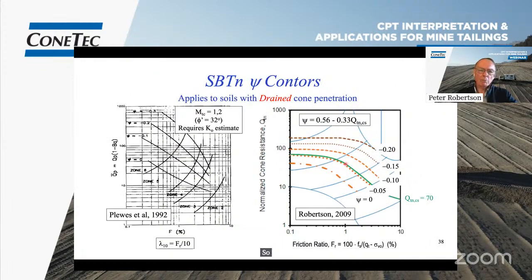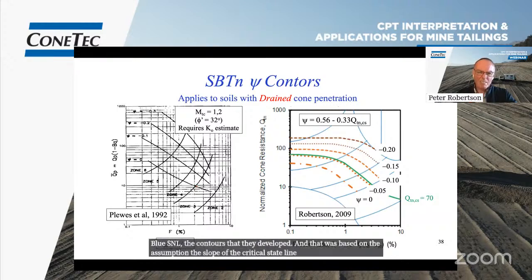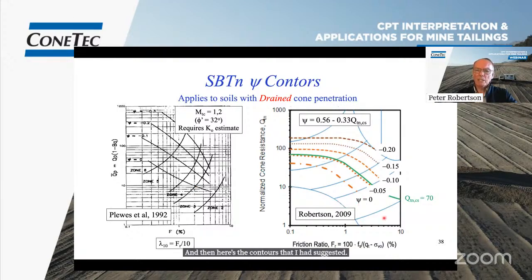So here's an example. The one on the left is Lewis et al., the contours that they developed. That was based on the assumption the slope of the critical state line is roughly 1/10 of the friction ratio. And then here are the contours that I had suggested based on clean sand equivalent. You can see a similar general shape of the way it curves down as you go from clean sands into silty sands. And all of these were based on drained CPTs. So both of them were designed for sands and silty sands where the CPT penetration is drained.